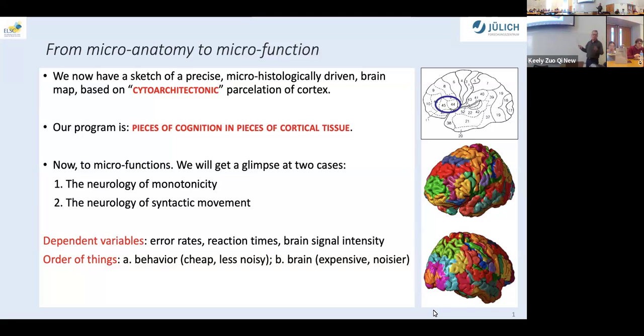And the end result, with again tons of assumptions that I will be more than happy to lay out to whoever wants to hear. Yesterday I forced it a little bit on Martin, but if you'd like, I'll be happy to talk to anyone about the advantages and disadvantages. But this is basically the best game in town if you want to stick to the anatomy. So we've done cytoarchitecture, and now it's time to move to functions.